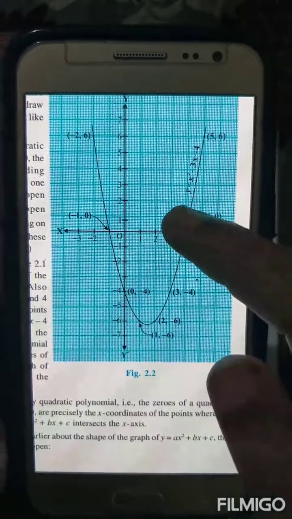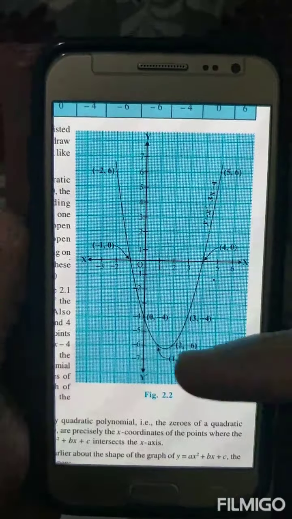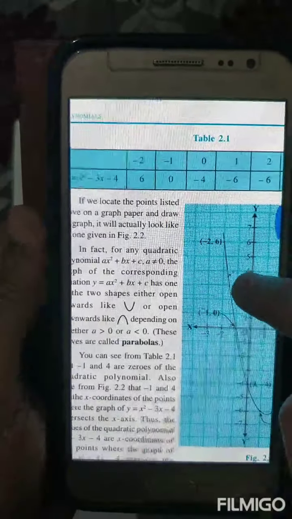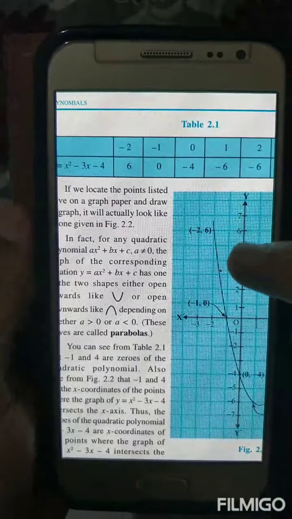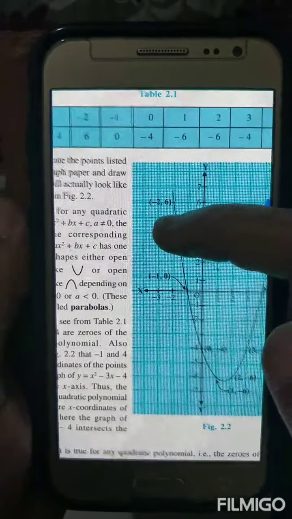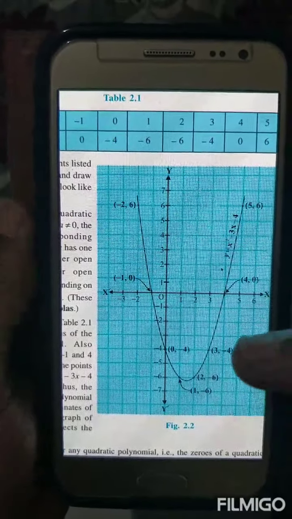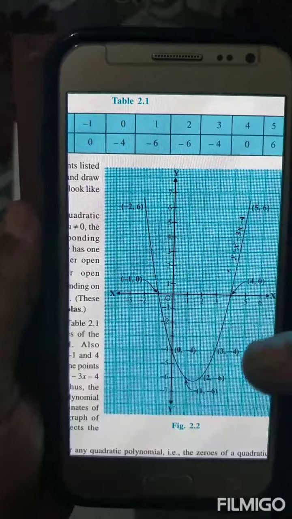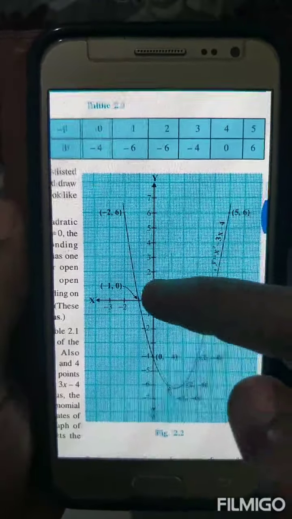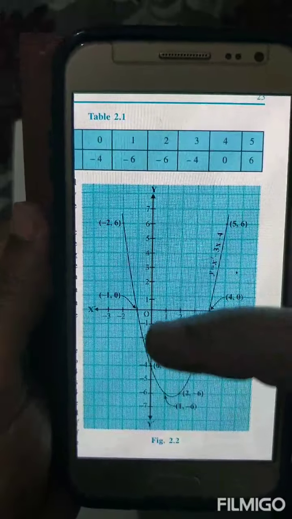How does the graph look like? See the shape of the graph. It is a U-like structure. See the table. Minus 2, 6. Minus 1, 0. Then 0, minus 4. Then 1, minus 6. Then 2, minus 6. Then 3, minus 4. 4, 0. 5 and 6. See the structure of the graph.